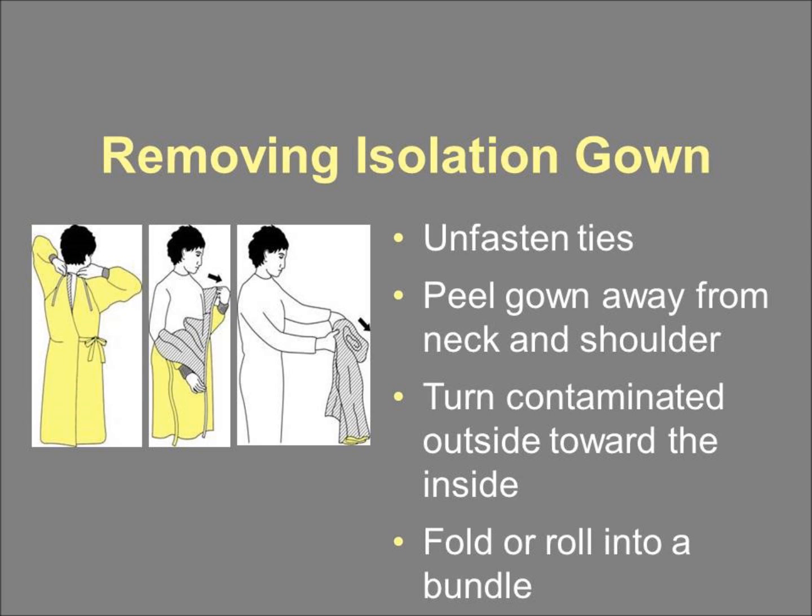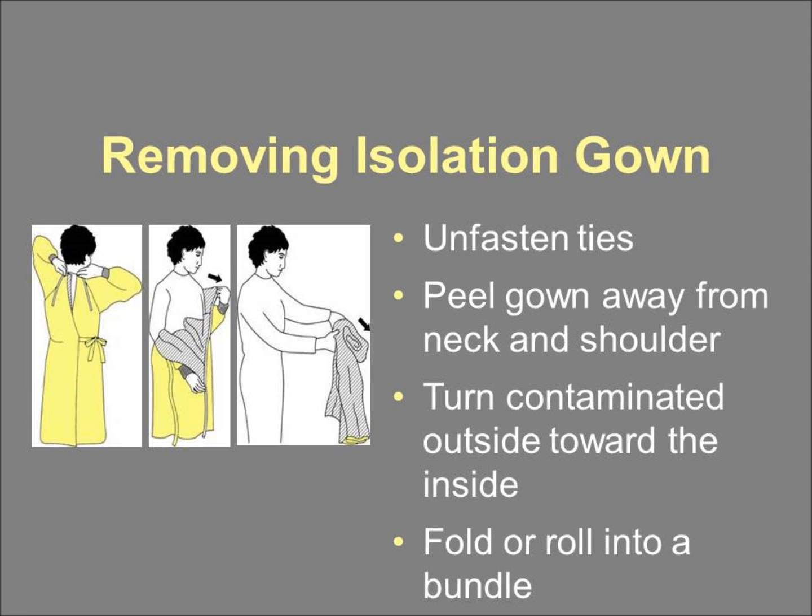Unfasten the gown ties with the ungloved hands. Slip hands underneath the gown at the neck and shoulder. Peel away from the shoulders. Slip the fingers of one hand under the cuff of the opposite arm. Pull the hand into the sleeve, grasping the gown from inside. Reach across and push the sleeve off the opposite arm.